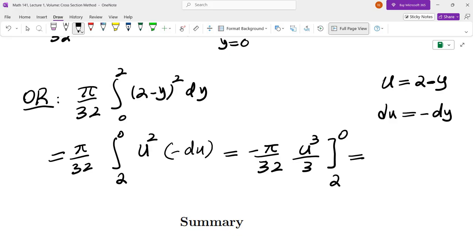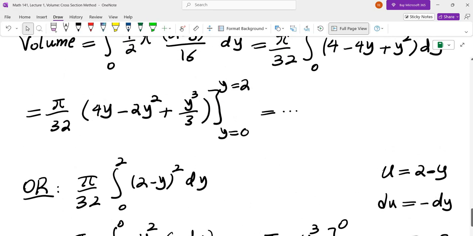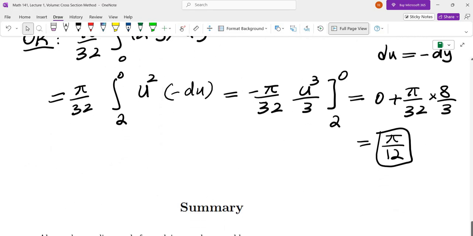Now, if you plug in 0, you get 0. If you plug in 2, you get pi over 32 times 8 over 3. And that is very easy to evaluate. So after simplifying, we get pi over 12 as the answer. And it should be the same thing here. So let's actually do the computation here and see if it matches. We get pi over 32. Plug in 2, we get 8 minus 8 plus 8 thirds. And when you plug in 0, you get all 0. The 8s cancel. You get pi over 12, in fact. So yes, it does match.